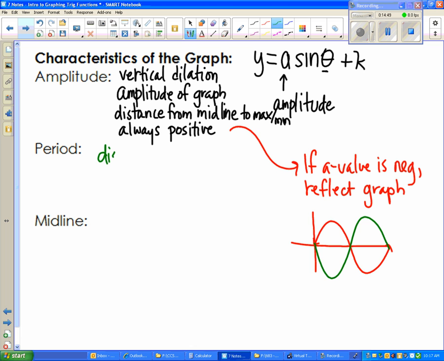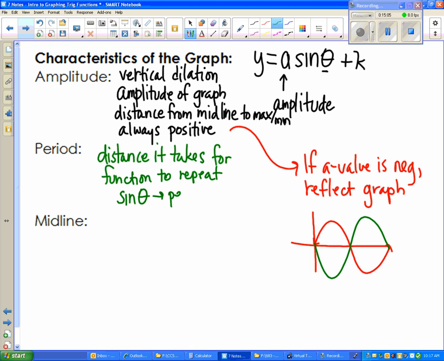The period is basically the distance it takes for the function to repeat. And for the sine of theta, the period is 2 pi. The same is going to be true for cosine. We'll take a look at that in just a minute. The midline is always going to be the horizontal line, y equals k.